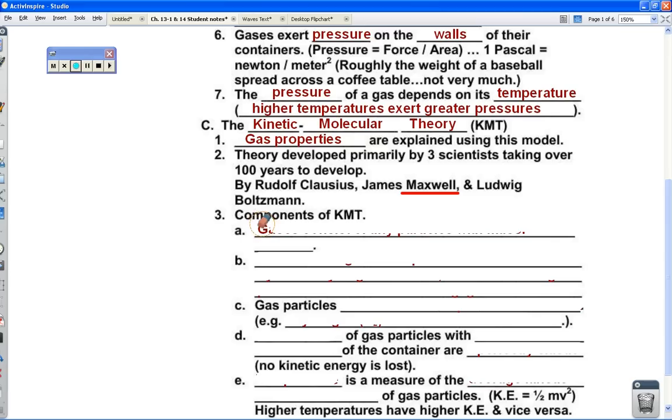Okay, these are the components of the KMT, and there's a whole bunch of writing you guys got to do here, so I'll give you some time. First, gases consist of tiny particles with mass. By the way, these are all going to be pretty common sense. It's putting them all together, but they actually have to be set down as rules. They all make sense when we think about what atoms really are. So, gases consist of tiny particles with mass.